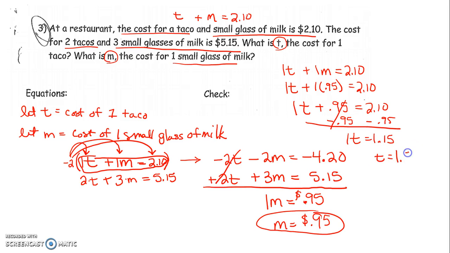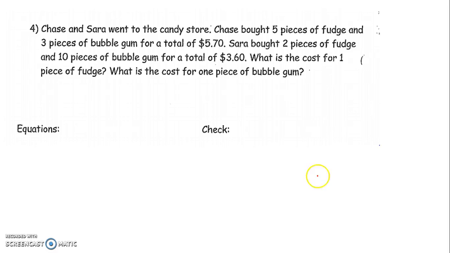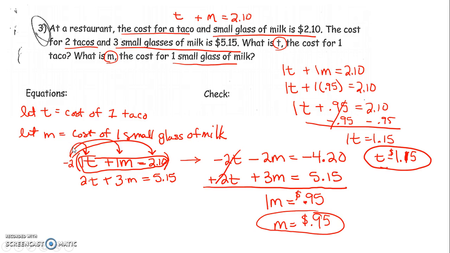So we have just found out the cost of one taco and one glass of milk. Oh, let me go back. Sorry about that. Let me show you quick how we can check that. Here it says the cost of one taco and one glass of milk is $2.10. So let's check it. Take one taco, add on one glass of milk, and let's hope we get $2.10. What's 115 plus 95? Oh, yay, $2.10. So that seems to check.